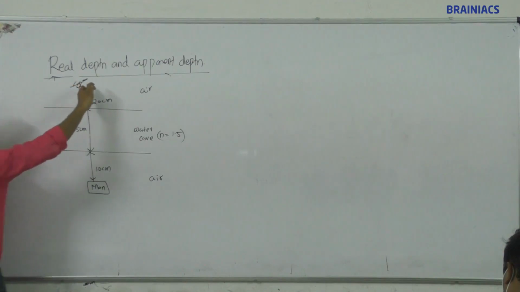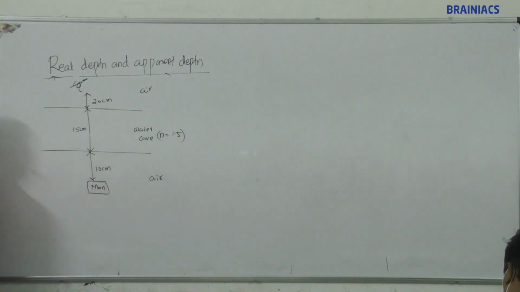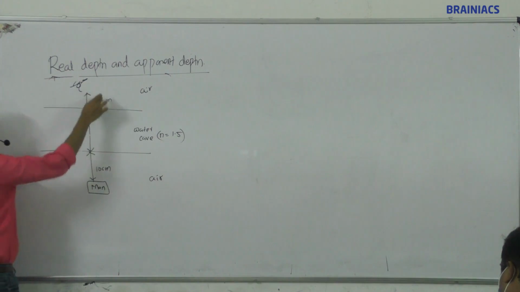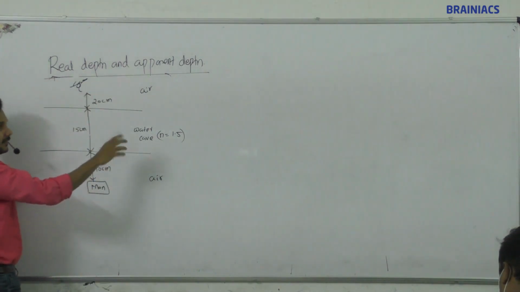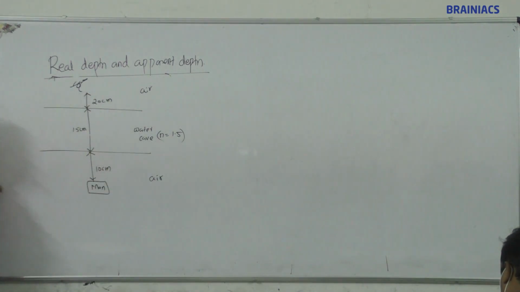Looking here, this is air, this is water, then again air. So it's a layer, right? Two or three layers. How to do this kind? This is like a composite structure, right? So far we have seen that. Or something else may come. So how to do this one?